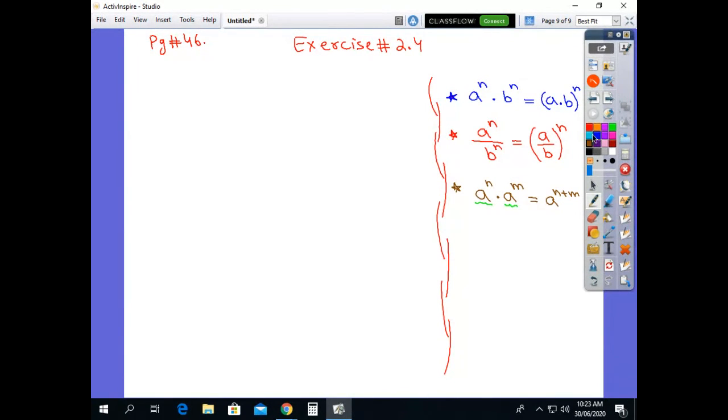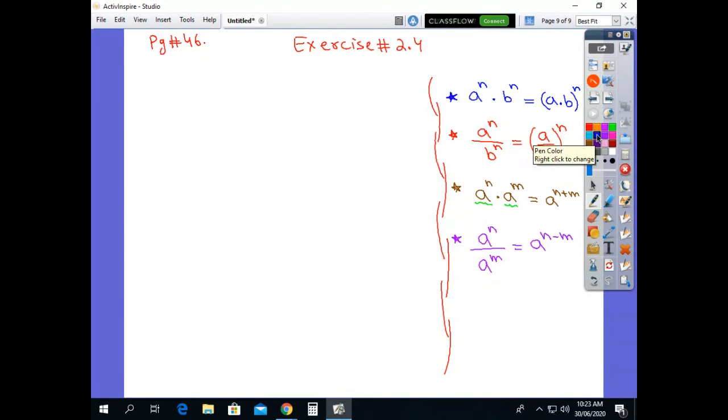Similarly, if we have a raised to power n over a raised to power m, again the bases are the same but the number is written in divisible form. Now we write the base one time and subtract these two powers, that is n is subtracted by m.